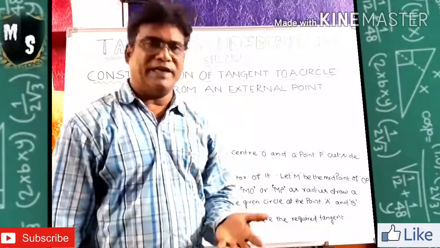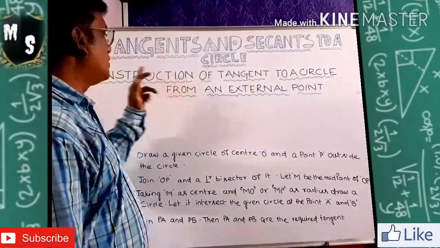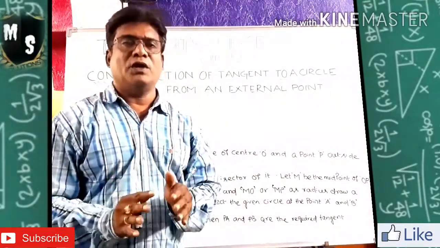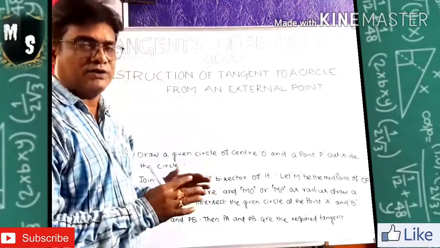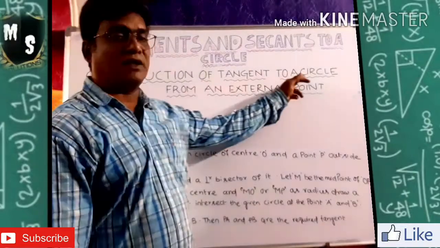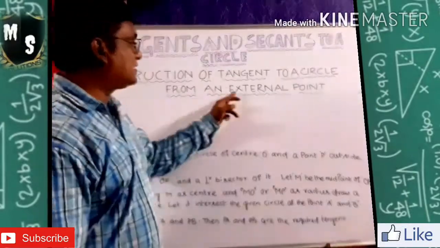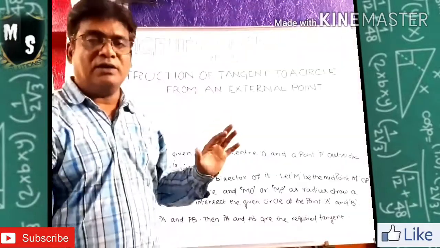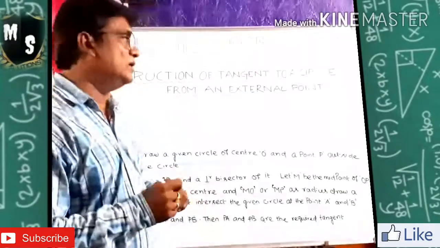Now come to the next part. The next part is a very interesting part. It is a construction. Construction means you have to prepare with your geometry box and do the construction with the explanation. So what is that? Construction of a tangent to a circle from an external point. There is an external point, there is a circle, and from that external point you have to draw two tangents to the circle. I am explaining here.